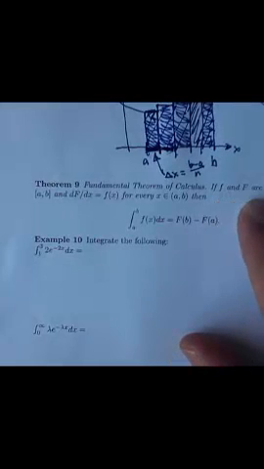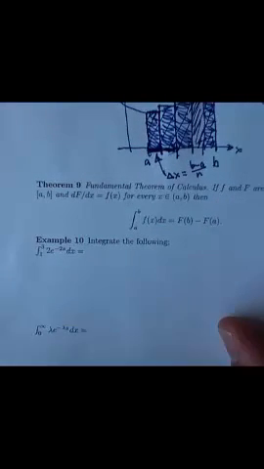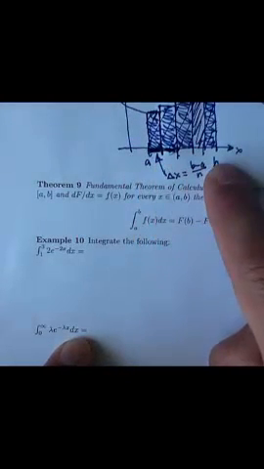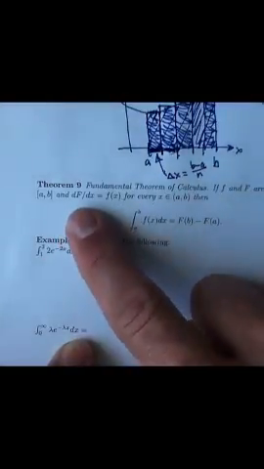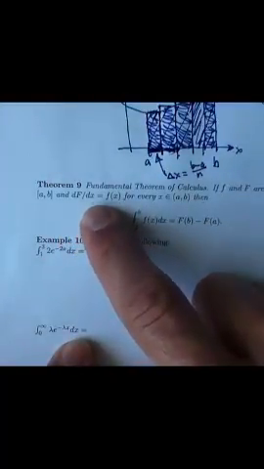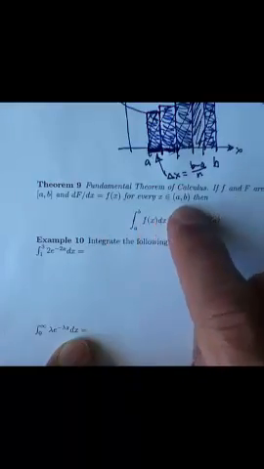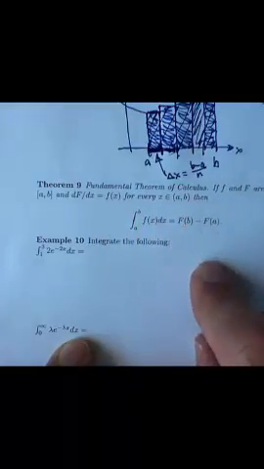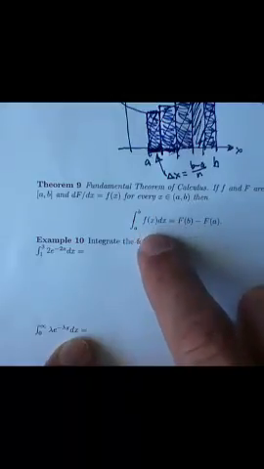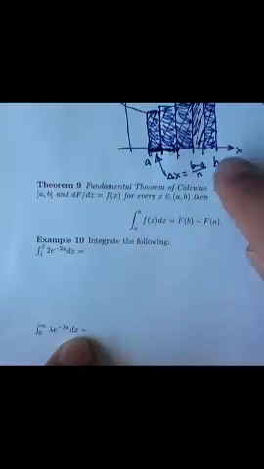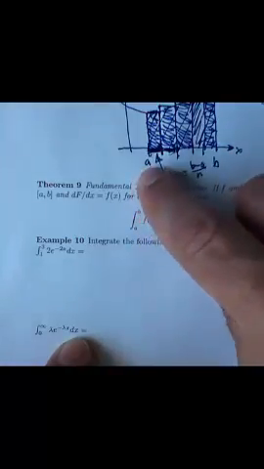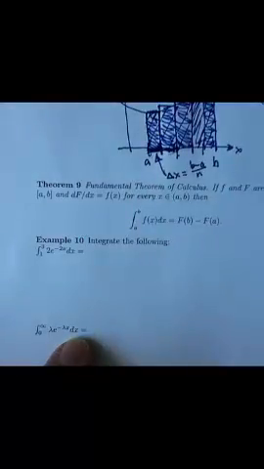It says that if little f and big F are continuous functions on some interval a to b, and if the derivative of big F with respect to x is this other function, little f, for every x in that interval, then it turns out the integral of little f of x with respect to x is in fact just the big F function evaluated at B minus the big F function evaluated at A.